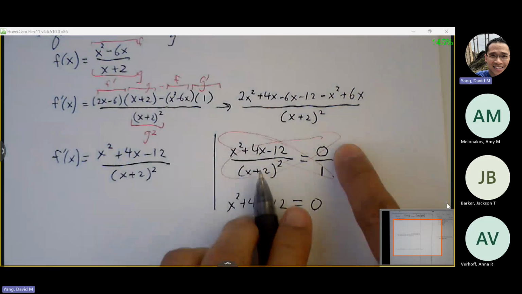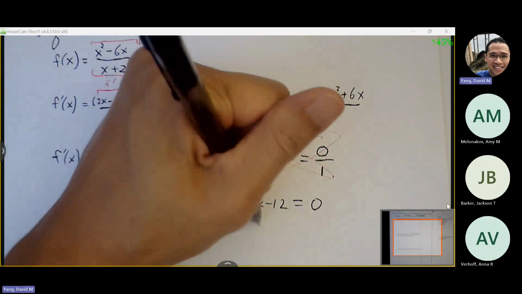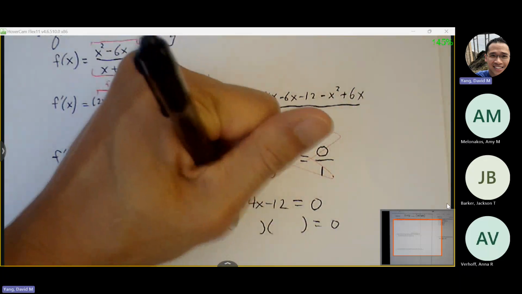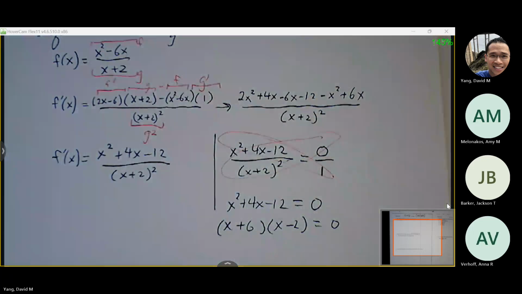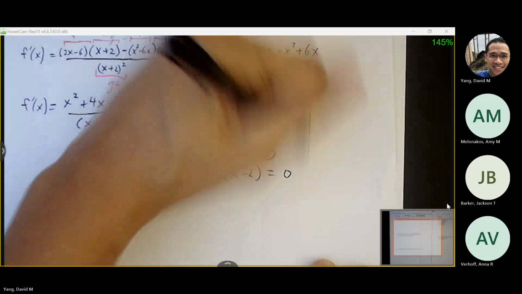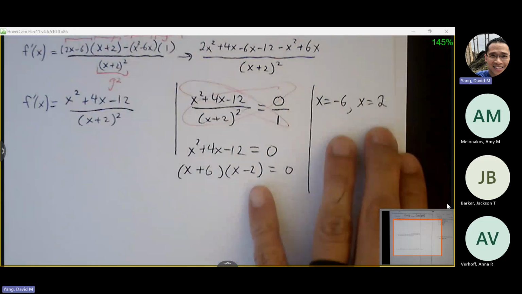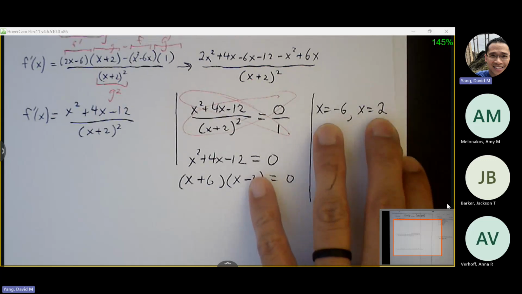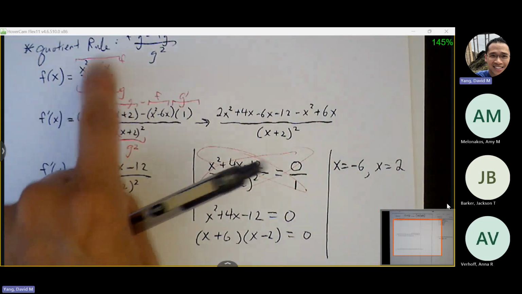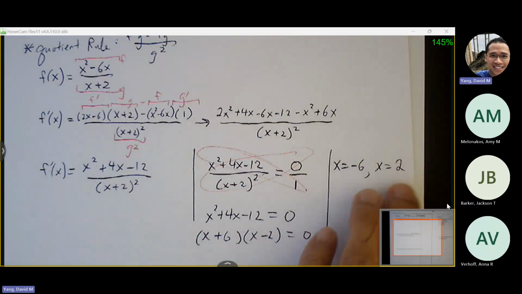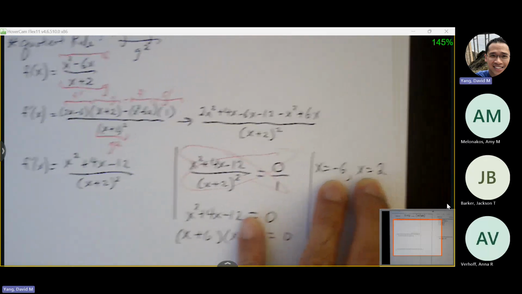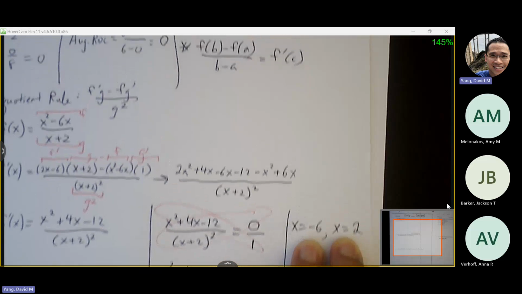Anything times 0 is just going to be 0. So we can factor, multiplies to be negative 12, adds to be 4. 6 and negative 2. Yeah, hold on, 4x. Yeah, 6 and negative 2. Okay, and then we solve for x. We get x is negative 6 and x equals 2. So now this tells us that on the curve, there are 2 places where the slope is going to match 0. But are both these locations valid for Rolle's theorem?